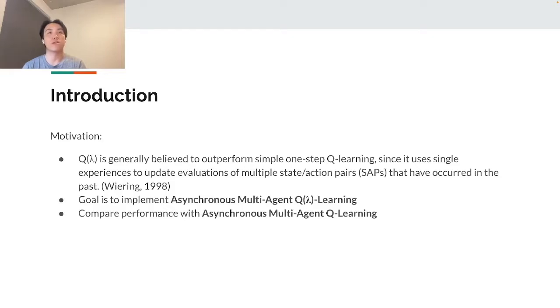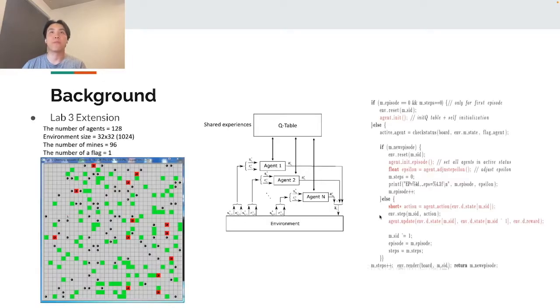Q-lambda learning is generally believed to outperform single one-step Q learning, since it updates the Q matrix through evaluating past experiences. So it is generally believed to be faster, and since we have already implemented Q learning in Lab 3, I wanted to see if implementing Q lambda would be possible and if I could make it even faster. So the goal is to implement asynchronous multi-agent Q lambda learning, and then after we will compare its performance with asynchronous multi-agent Q learning. So here's a little bit of background.